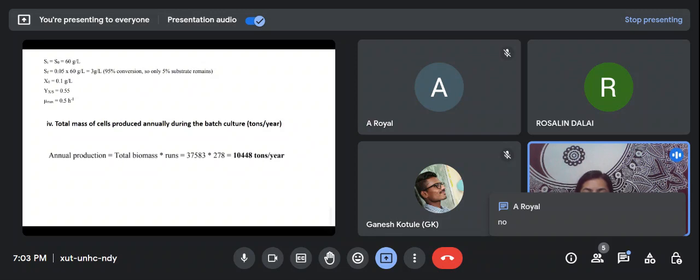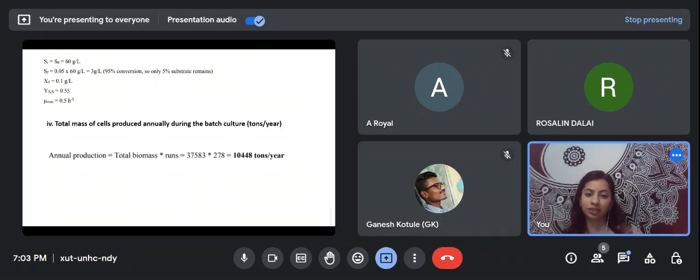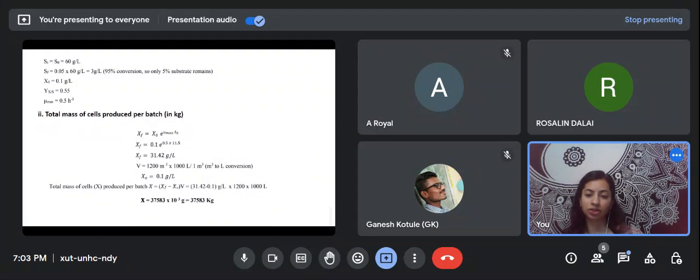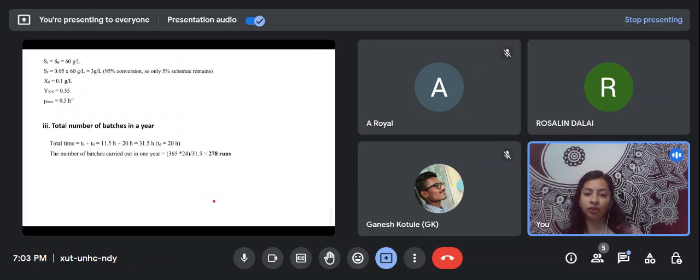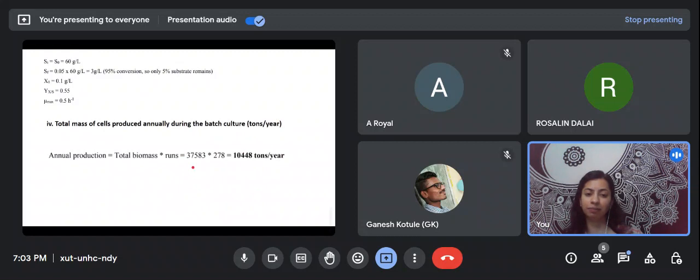So the fourth in this is the total mass of cells produced annually during the batch culture. So now you know how much total mass of cell is produced within one batch, which is 11.5 hours, and you know the number of runs that can happen also, right, in a year. So all you have to do is multiply the total biomass produced in one run by the total number of times in a year that the run can be performed, and you get 10,448 tons per year.